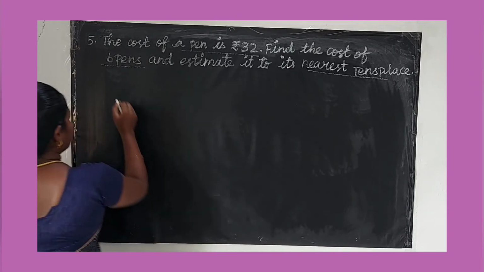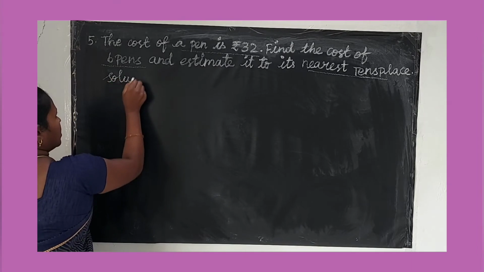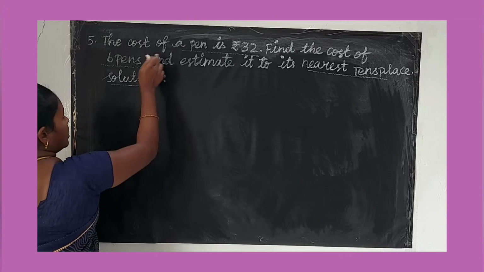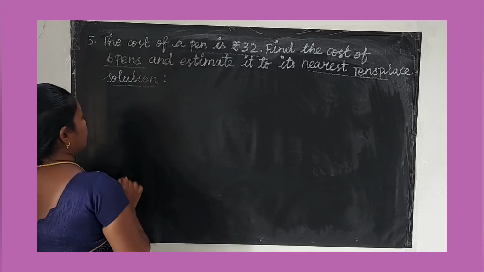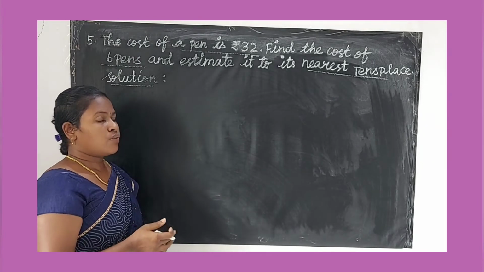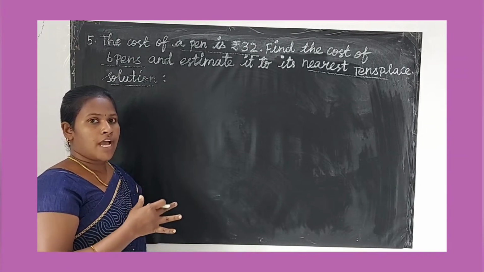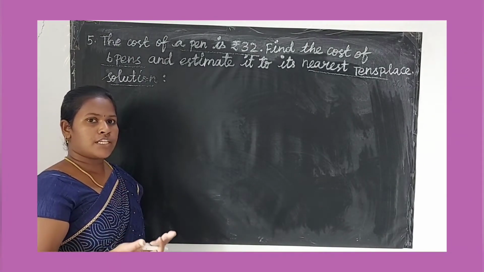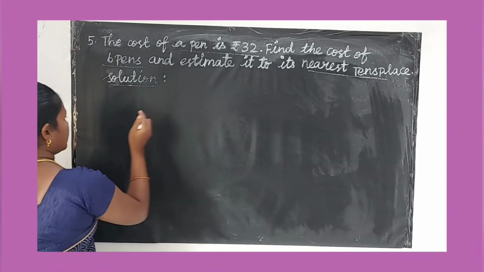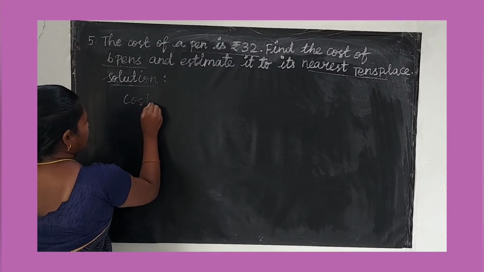So first we write solution. See children, in this question the rate of 1 pen is given and we have to find the rate of 6 pens. So one thing's value is given and we have to find the value of more than one thing, so the sum is multiplication. So first we write cost of a pen.